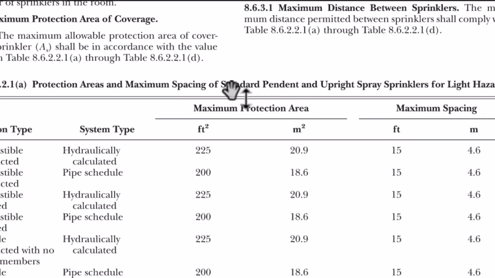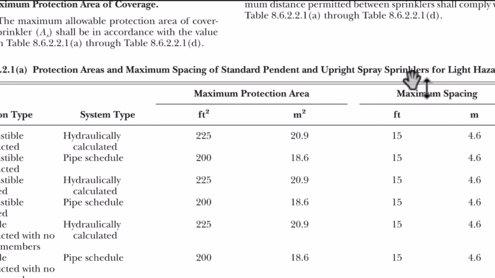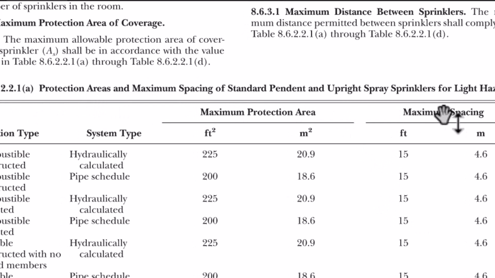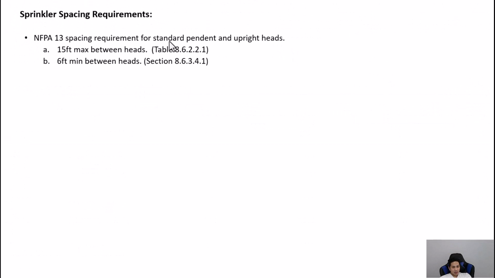And also, if you don't have a standard pendant or upright spray sprinkler, this table wouldn't be relevant, because let's say you had a sidewall, then this table wouldn't apply to that. So you have to make sure that whatever table you're reading applies to your particular case. But most of the time, we are dealing with standard pendant and upright heads. Sometimes sidewalls as well, but the majority of the time it is a standard pendant and upright. So the other requirement is that there is a minimum spacing between heads, and that's 6 feet, and this is the section that talks about that.